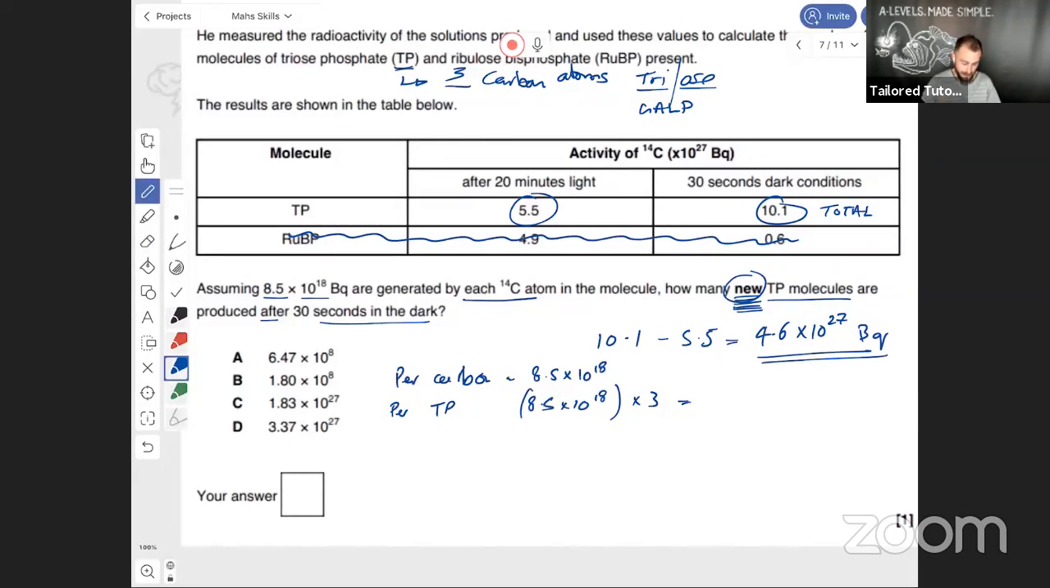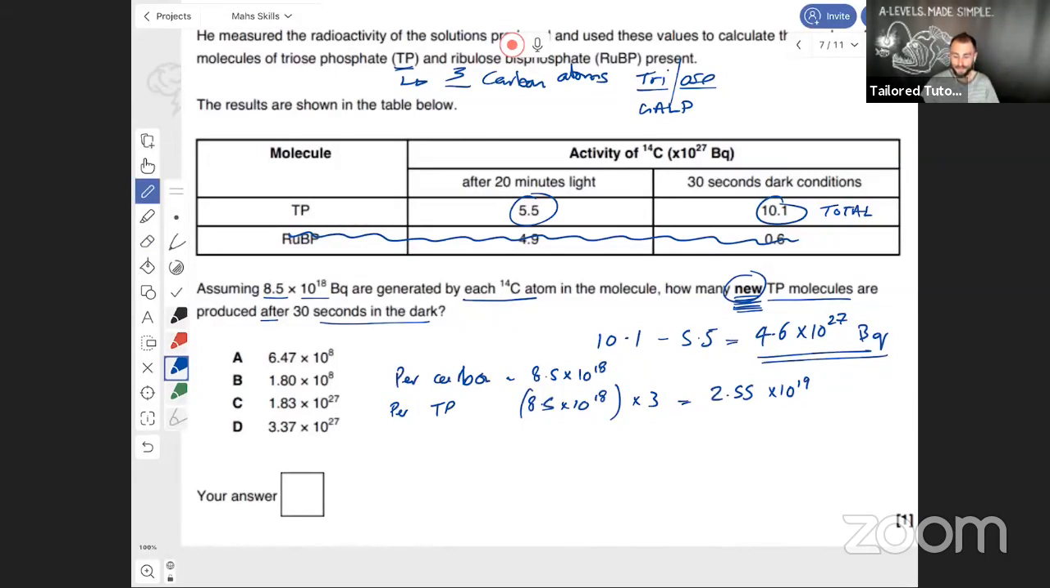I wonder if anyone's got the answer for this yet. 8.5 times 10 to the power of 18. Nope, multiplied by 3. If I could use a calculator. Practicing using a calculator is another massive skill. It's 2.55 times 10 to the 19.